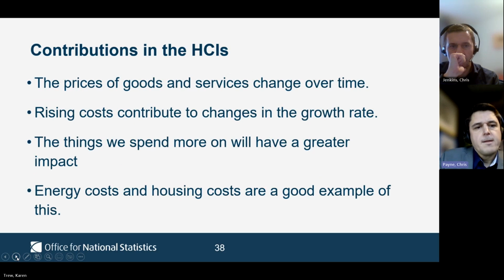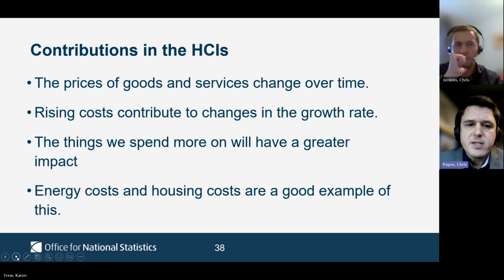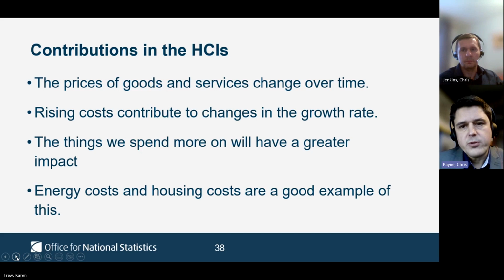Thank you. So thinking about the overall rate of the household cost indices, the prices of the different things in the basket of goods and services will change over time, and they'll all change at different rates. Some will change more quickly, some will change less quickly. But the price changes of these things in the basket all contribute to changes in the overall growth rate.